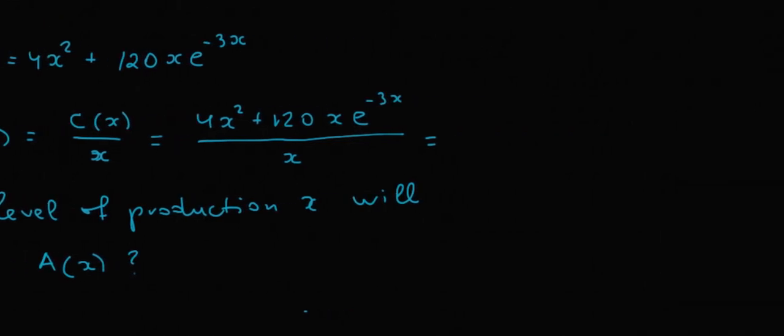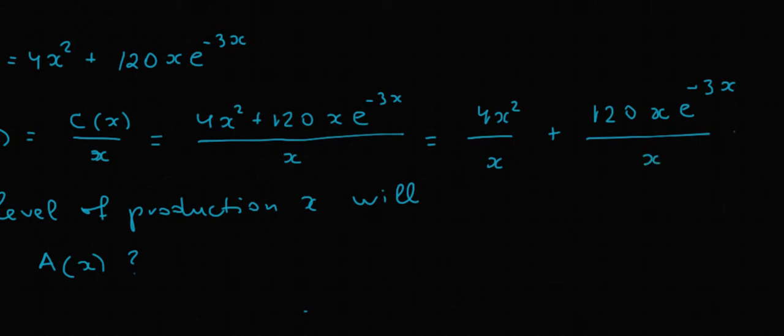So I'm going to split this fraction into two fractions, 4x squared divided by x plus 120x e to the power negative 3x divided by x. There are some cancellations that we can make here.